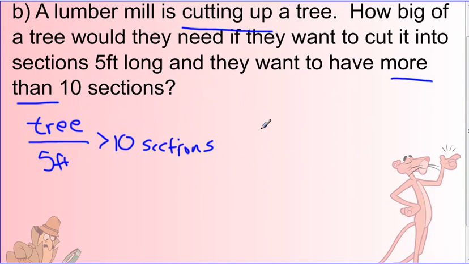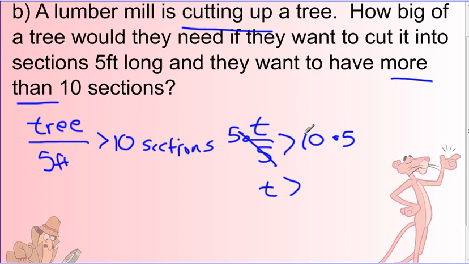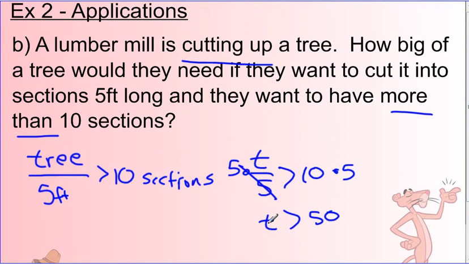So, tree divided by 5-foot long sections is greater than 10. To solve this, we're going to multiply both sides by 5. These cancel out, and t is greater than 50. So you'd want a tree that is bigger than 50 feet long, or feet tall. That way you can cut it up into those 5-foot sections and have more than 10 of them.